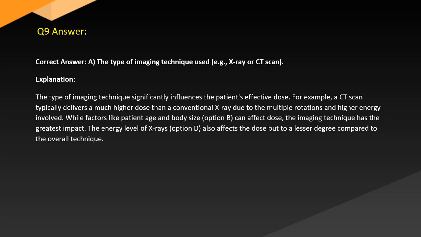Answer. Correct answer: A. The type of imaging technique used, X-ray or CT scan. Explanation. The type of imaging technique significantly influences the patient's effective dose. For example, a CT scan typically delivers a much higher dose than a conventional X-ray due to the multiple rotations and higher energy involved. While factors like patient age and body size, option B, can affect dose, the imaging technique has the greatest impact. The energy level of X-rays, option D, also affects the dose, but to a lesser degree compared to the overall technique.